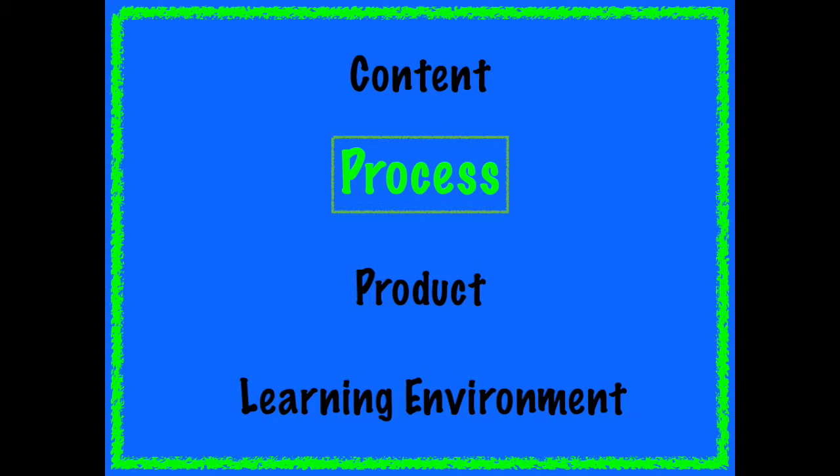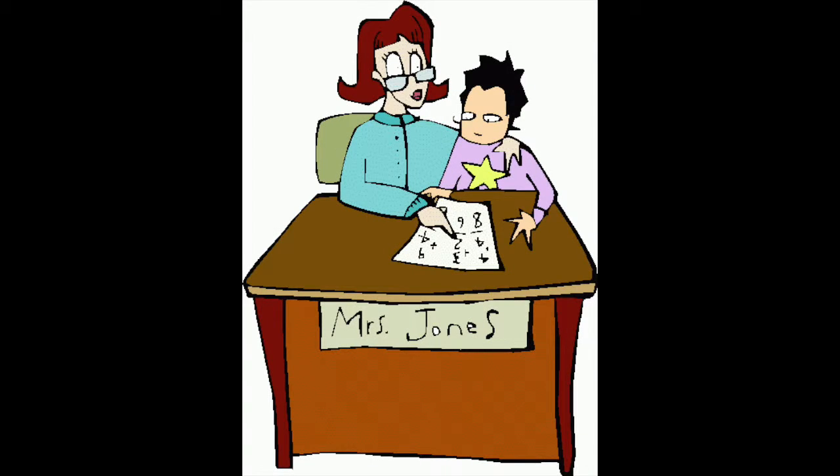Two other areas where you can differentiate instruction in the classroom are through the process of learning and the product that the students produce. The process of learning is described as the activity the student engages in order to make sense of or master the content. The following are some ways that you can differentiate the process in the elementary classroom. You can use tiered activities.